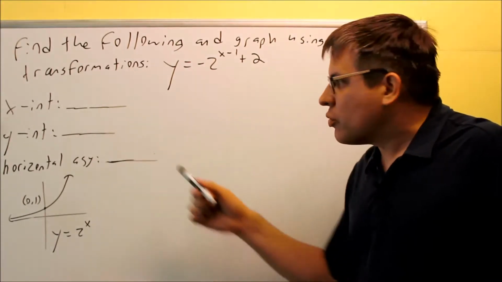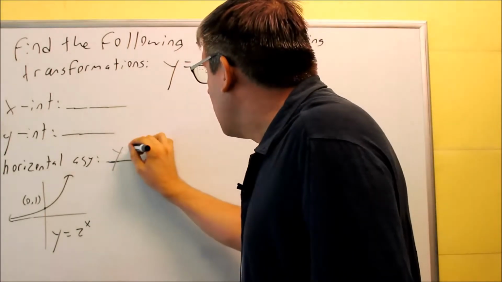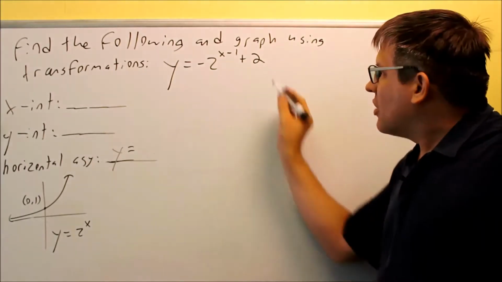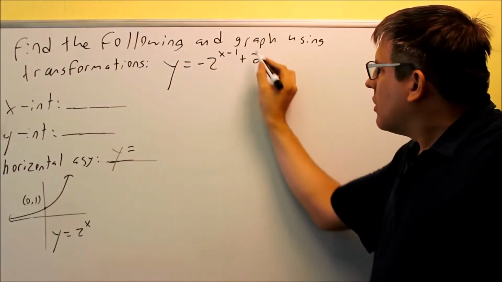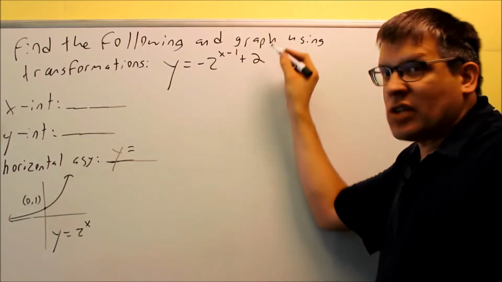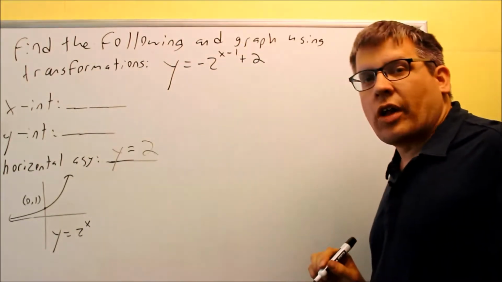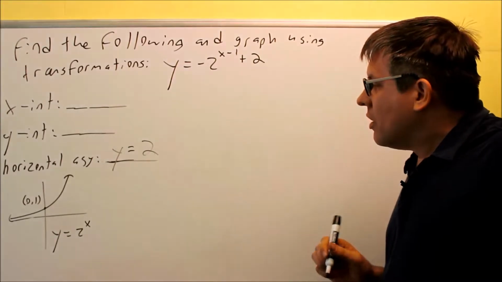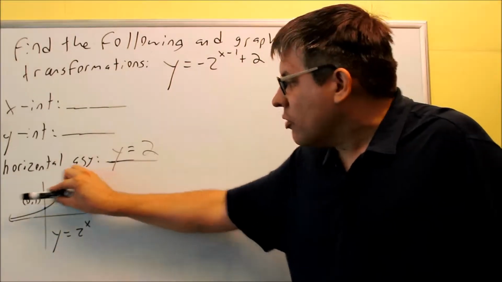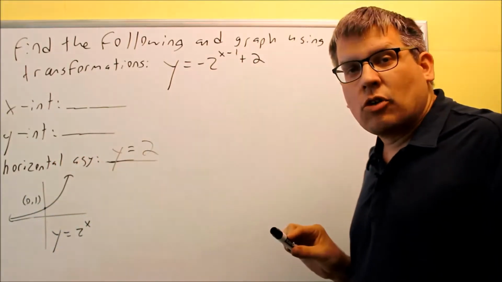So in fact what we can do is we can get the horizontal asymptote. We start with y equals, and it's always going to be the number that comes after the exponential part, the one that does not have an exponent on it. That number is going to be what we put here. That's your horizontal asymptote, the y equals 2. So we know that it's going to move up 2 and we'll have that horizontal asymptote.